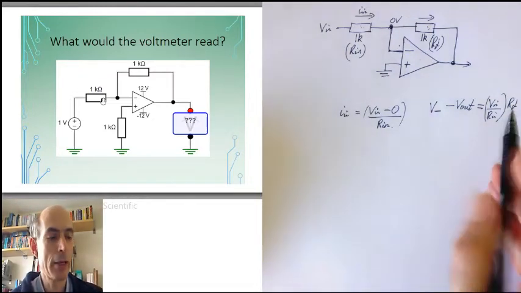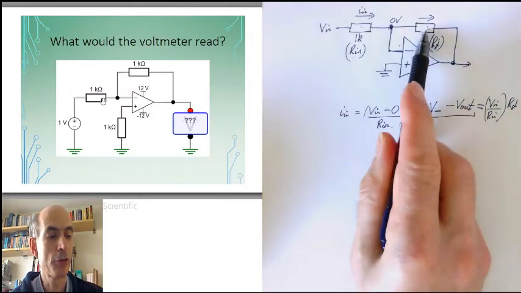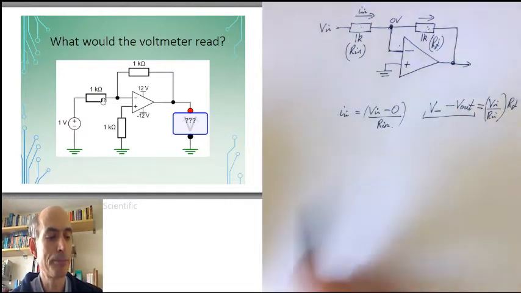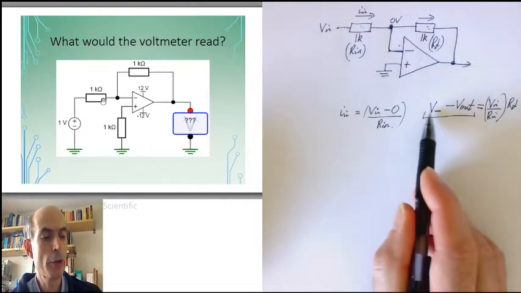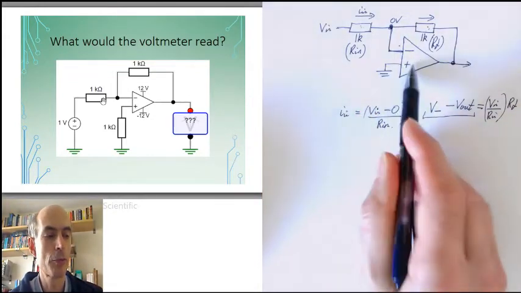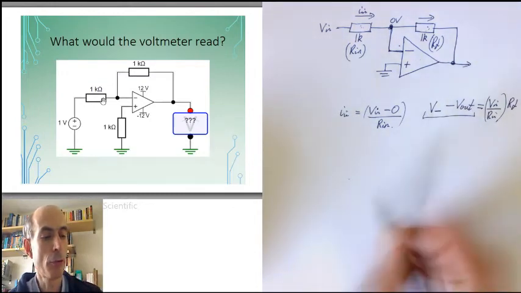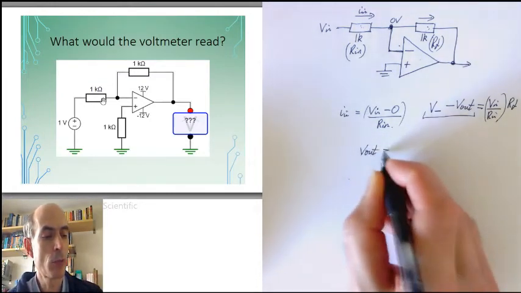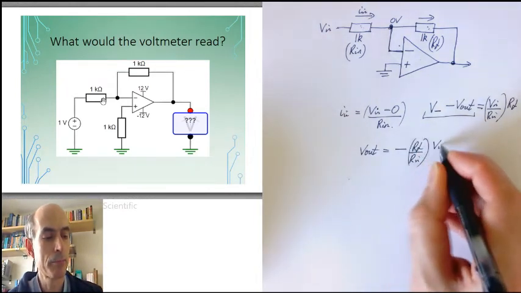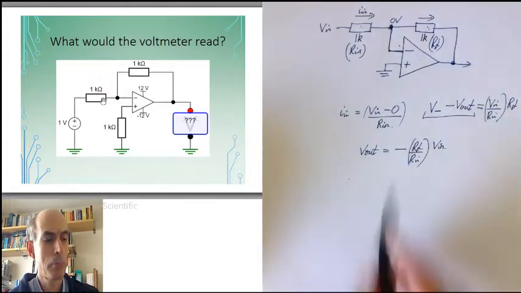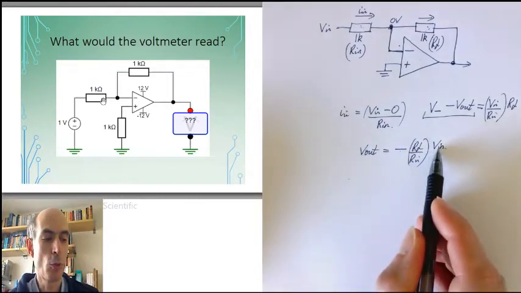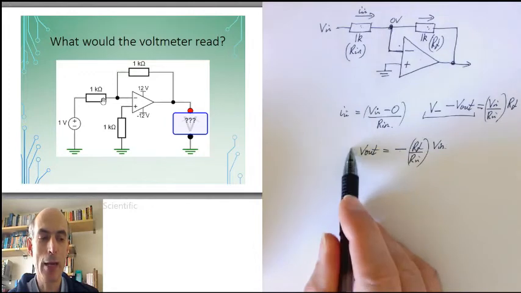It's just Ohm's law again. The voltage across this feedback resistor is the current through this feedback resistor times the value of the feedback resistor. Well, we know that V minus, the inverting input voltage, is being kept at 0 volts by the action of the op-amp, and therefore I can just write V out equals minus RF over R in times V in. That minus sign is why it's called an inverting amplifier. When the input goes up, the output will go down, and vice versa.